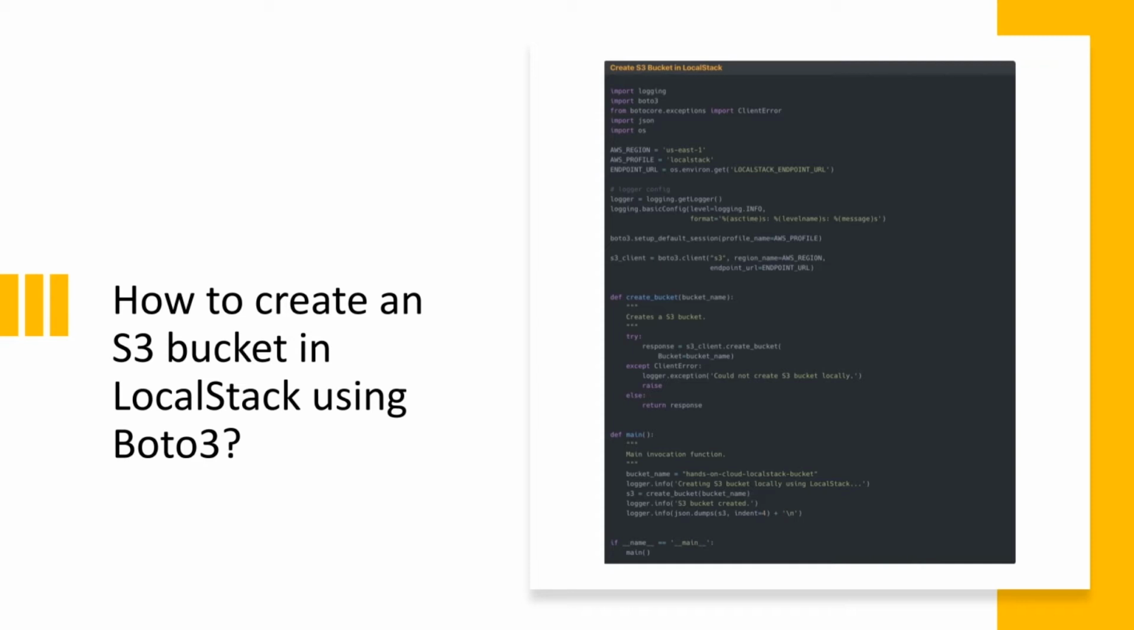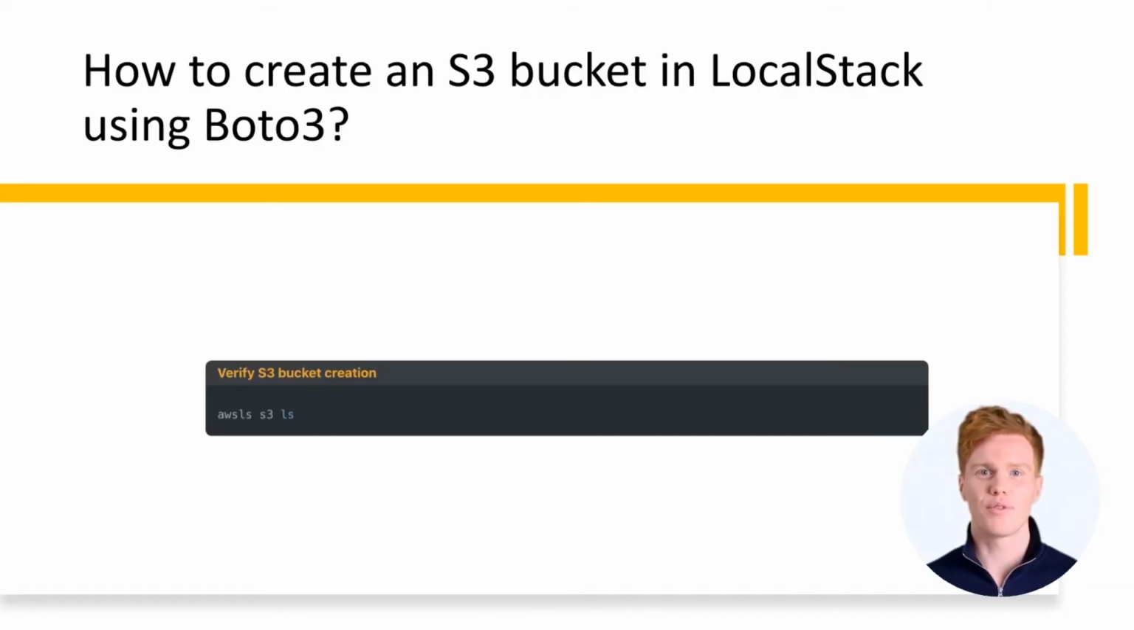To create the S3 bucket in LocalStack using the Boto3 library, you need to use the createBucket method of the Boto3 client or resource. In our example, the createBucket method from the Boto3 client takes the bucket name as an argument. For more information about working with Amazon S3 using the Boto3 library, check out the Working with AWS S3 using Boto3 and Python video. To verify the bucket creation, we will use the LocalStack configured AWS CLI.